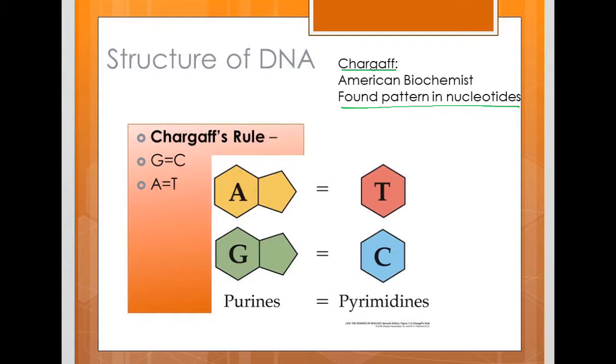So we might have 25% G's, and a dog might have 20% G's or something like that. And so that could possibly be a way to tell species apart, by how many of each nucleotide they have. And he also found a pattern which now becomes Chargaff's rule, which was that the amount of G equals the amount of C, and the amount of A equals the amount of T.